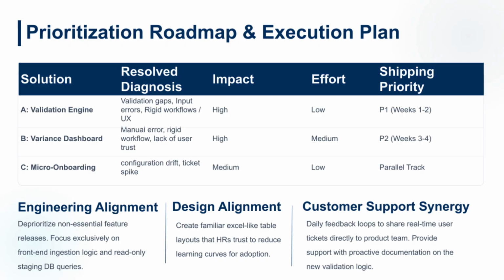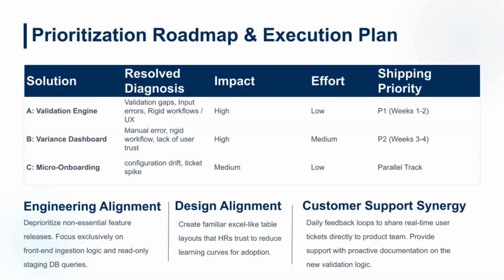For instance, the validation engine could be my first priority, which readily addresses 3 of my key pain points such as validation gaps, input errors and rigid workflows, and also the impact is quite high and the effort is such that we might need to only engage the engineering team and get the work done within one sprint.